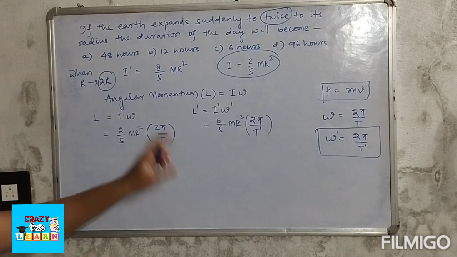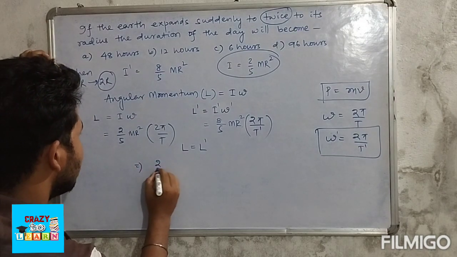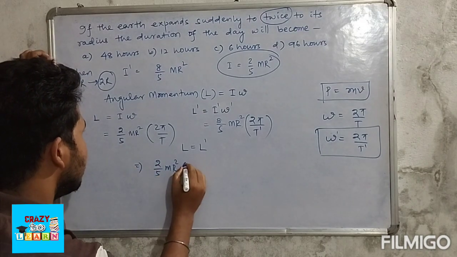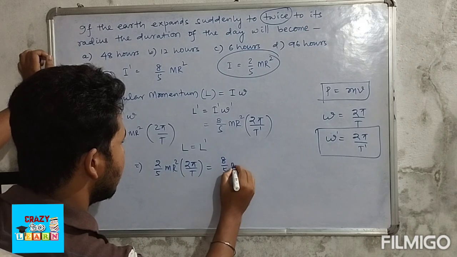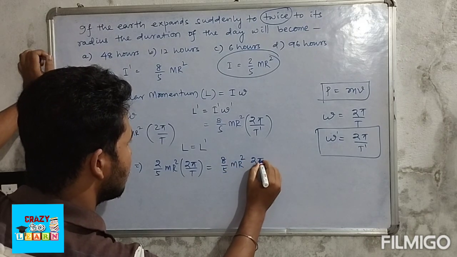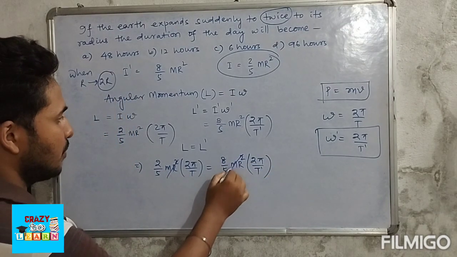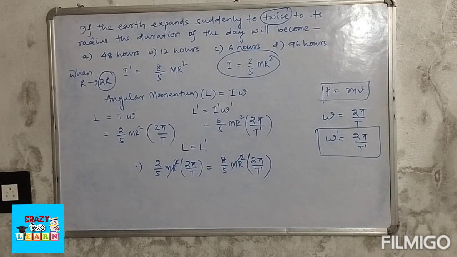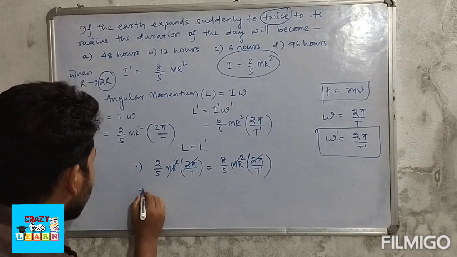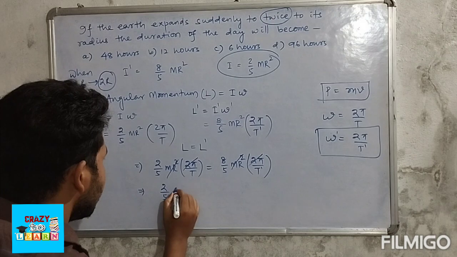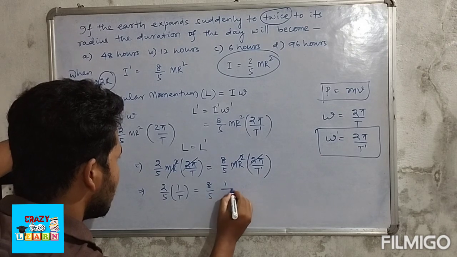So for both the cases we have the same angular momentum. So we will take L is equal to L dash. In the place of L, just write 2 by 5 mr square into 2 pi by t, and in the place of L dash write 8 by 5 mr square into 2 pi by t dash. So mr square cancels on both sides. Okay, 2 pi cancels. So what we are getting now: 2 by 5 into 1 by t is equal to 8 by 5 into 1 by t dash.